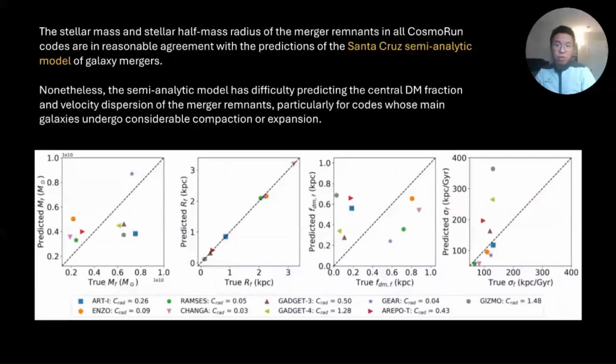Last but not least, we also compare our simulation results with the Santa Cruz semi-analytic model, and we find that the stellar mass and the stellar half-mass radius agree with the semi-analytic model with some tuning. However, the central dark matter fraction and velocity dispersion do not agree well between our simulations and the semi-analytic model.